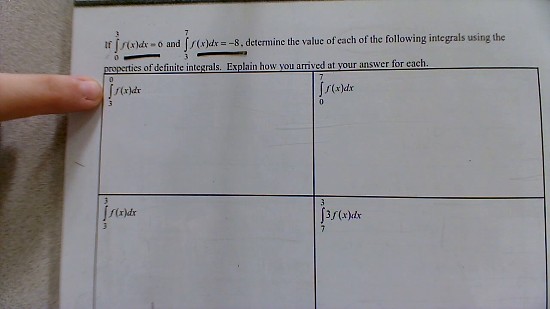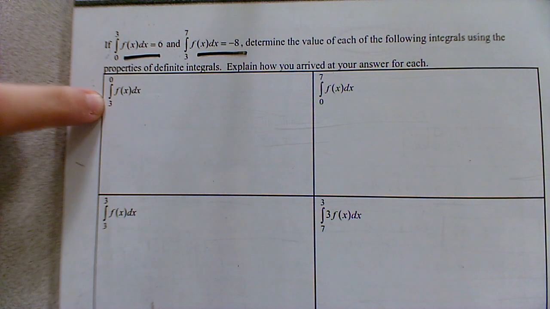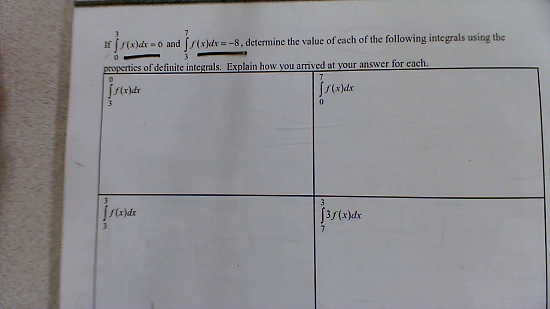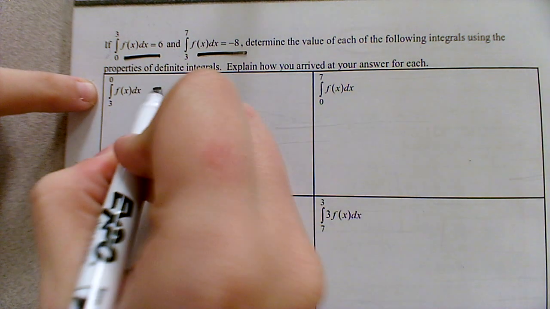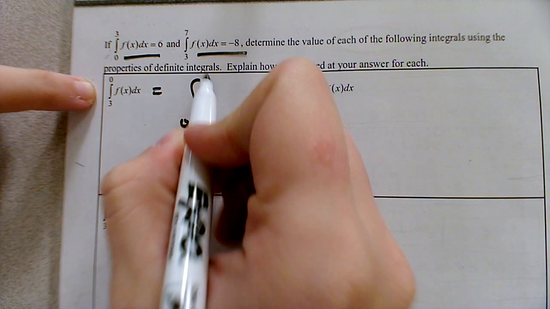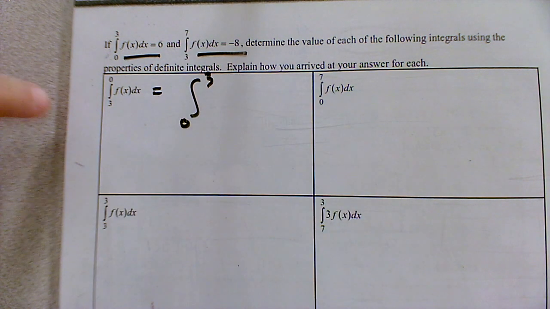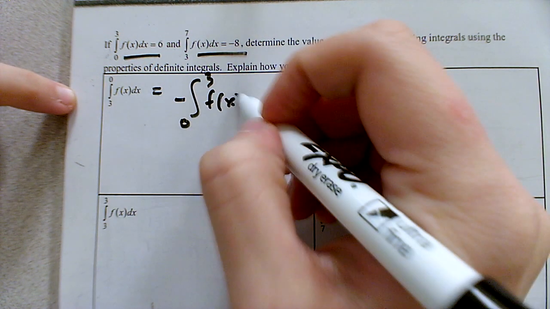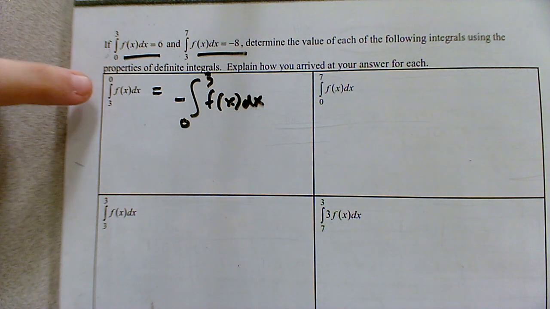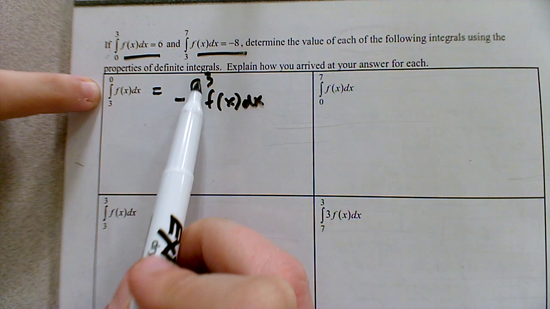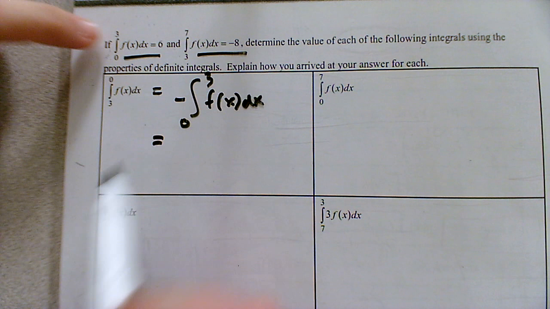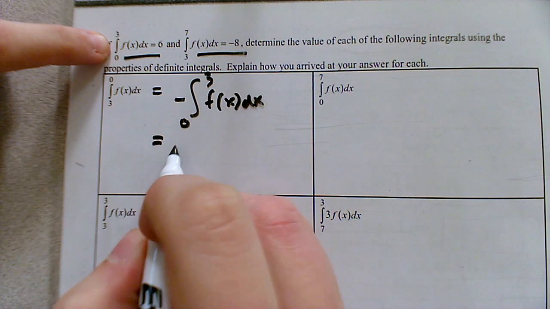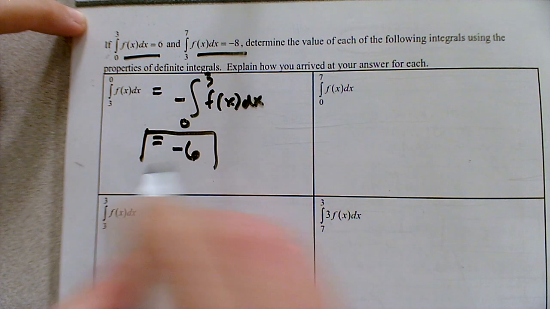If you take a look at the first one, notice how we're starting at 3 and we're ending at 0. That's kind of working backwards. It's not in a typical fashion of a number line where the numbers go from least to greatest. So in this case, I technically want to switch the bounds. I want to go from 0 to 3, but if I switch the bounds, I have to negate the area. So this definite integral is actually the opposite of the integral from 0 to 3, which we already know is 6. So I need the opposite of 6, which would be negative 6.